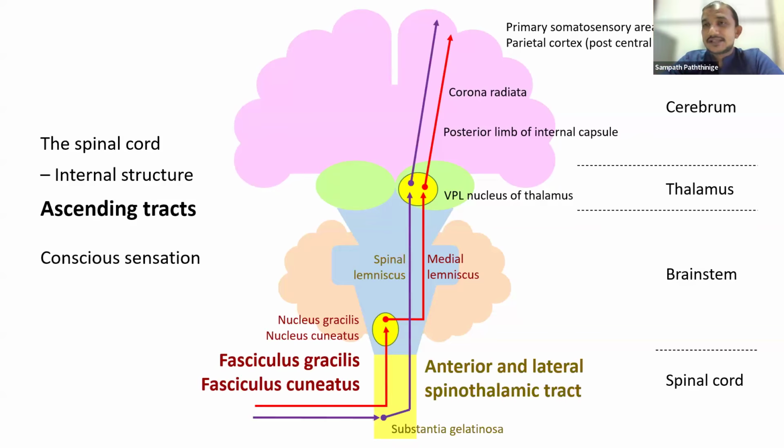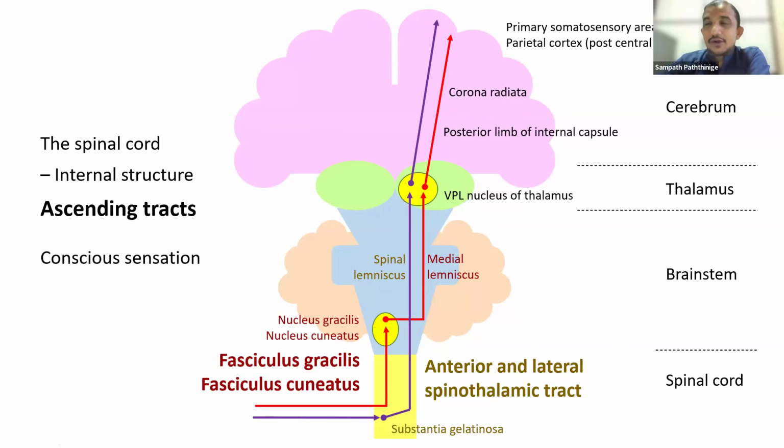Then pain, temperature, touch and pressure, light touch and pressure, come in the spinothalamic pathways, where the first order neuron ends in the spinal cord. They cross to the opposite side, not at the same level. There is kind of an oblique crossing of these tracts. Then they ascend through the brainstem as the spinal lemniscus. From the thalamus level, they have the same pathway as the posterior column: from the VPL nucleus, the posterior limb of the internal capsule, and the corona radiata to the sensory cortex. So that is the same conscious sensory pathway.